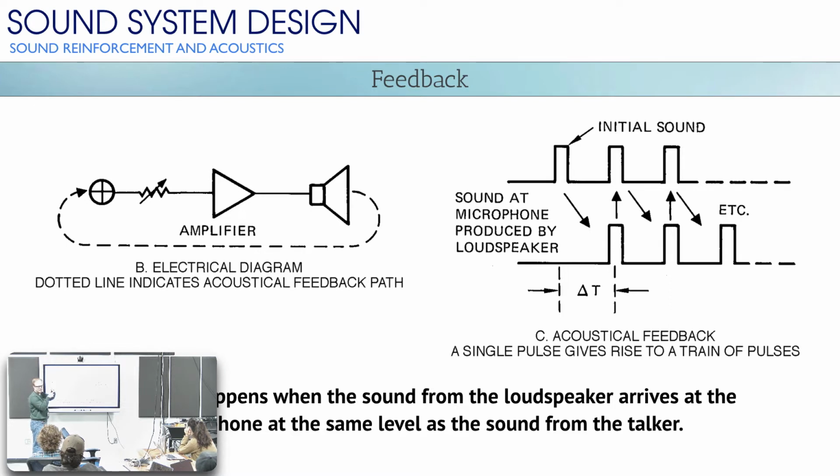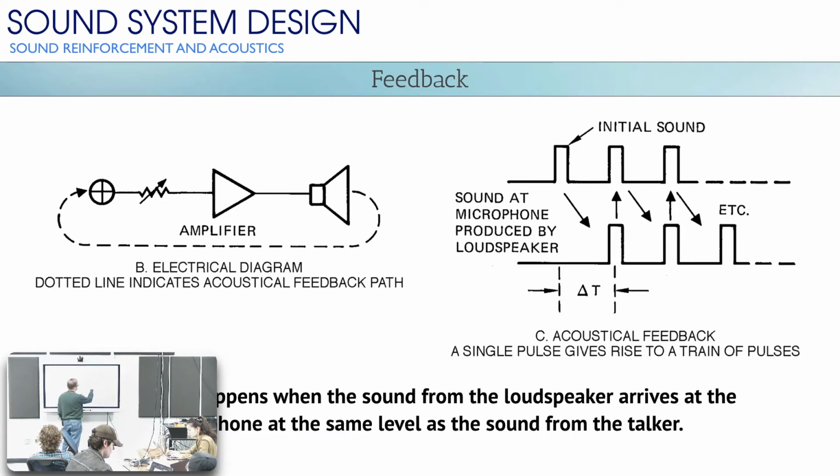Let me say that again. Feedback will happen when the sound from the talker hits the microphone at the same loudness as the sound from the loudspeaker. So when those two sounds hit the microphone at the same level, that's when feedback happens. Why? Because there's an offset of time. Hopefully the loudspeaker is a little bit farther away than the talker is. So the sound comes out of that loudspeaker and makes it back into the microphone. That's going to take a little bit longer than the sound from the talker to get to the microphone. There's a difference in time.